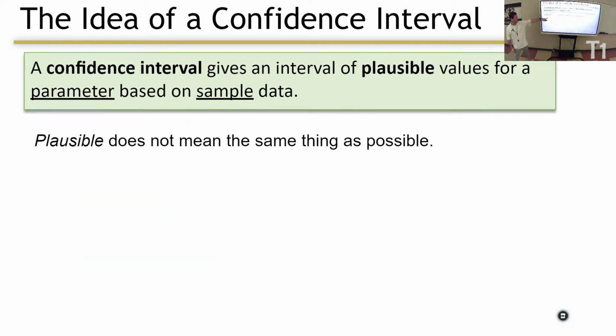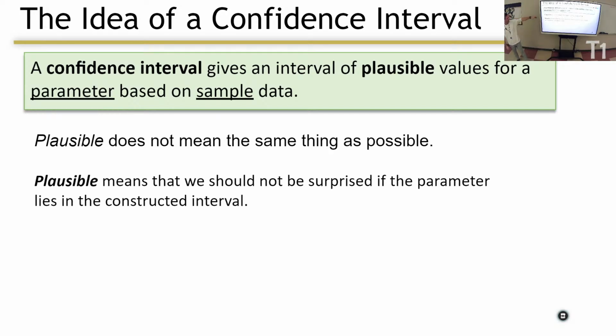Here we go. Plausible does not mean the same thing as possible. Plausible means I won't be surprised if it lies in it. I will be surprised if it doesn't lie in it. Each thing I say, guys, there's kind of two ways of meaning that, but I would not be surprised if it lies in it. I would be surprised if it didn't.